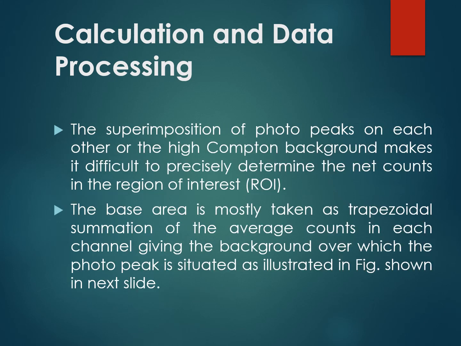The superimposition of photo peaks on each other, or the high Compton background, makes it difficult to precisely determine the net counts in the region of interest. And the region of interest is denoted as ROI. And the base area is mostly taken as trapezoidal summation of the average counts in each channel, giving the background over which the photo peak is situated, as illustrated in the figure shown in the next slide.